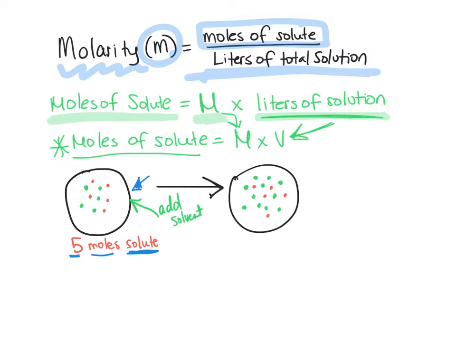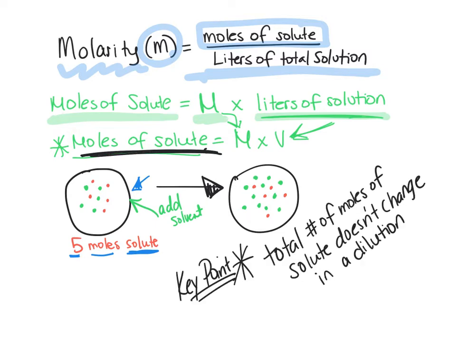This is the dilution. We still have the same number of moles of solute. So what does that mean? That means the total number of moles of a solute doesn't change in a dilution. And that is very important because it means the molarity and the volume of our beginning solution can be used in an equation to determine information about the dilution.